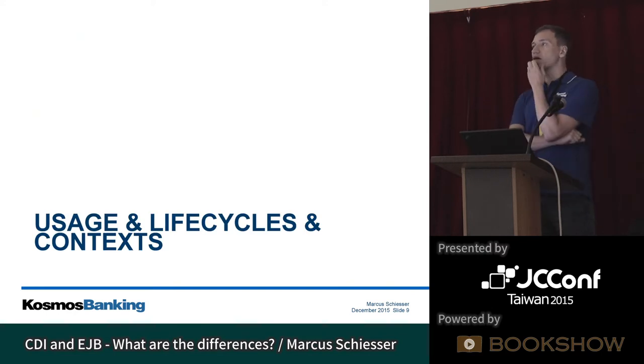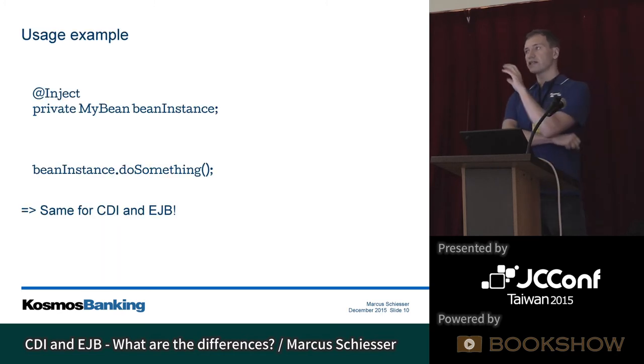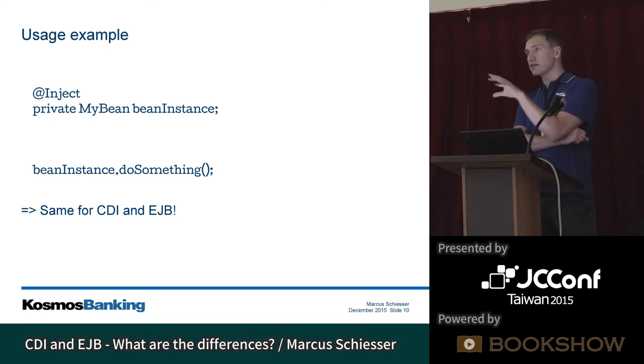So that brings us to our next chapter, which is the usage, the life cycle, and the context. First, we come to the usage example, which answers the first question: how do we use these instances? It's actually pretty simple. We have a very simple example where we have an instance variable in a class. The class name of the instance that we want to use is MyBean, and the instance variable name is beanInstance. We just have to add this @Inject annotation, and then magically the container injects an instance of the class. We don't know yet which instance, we'll talk about it later, but we have an instance of the class. So that's how we use that.